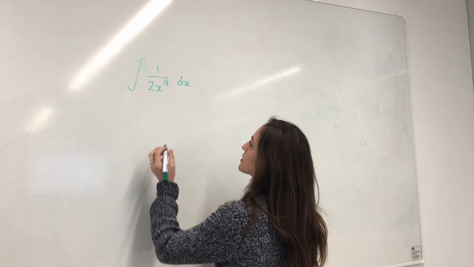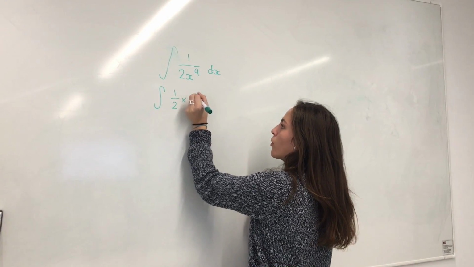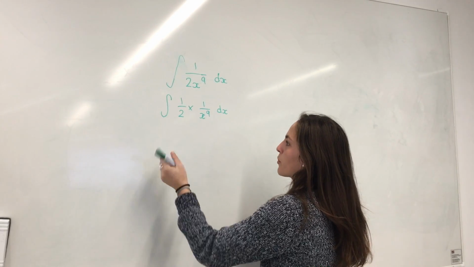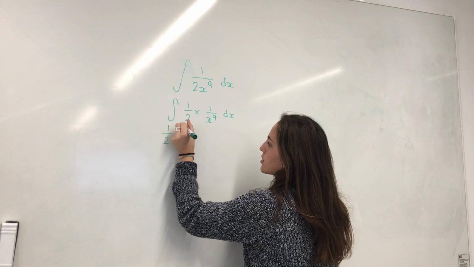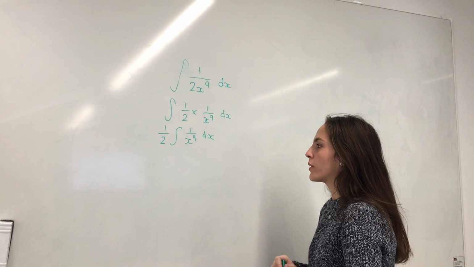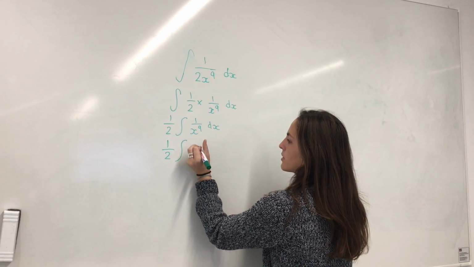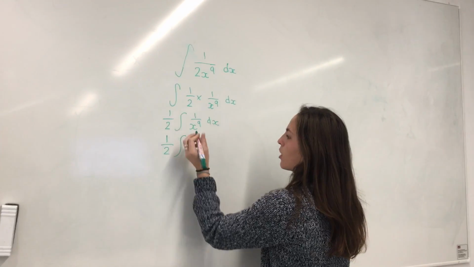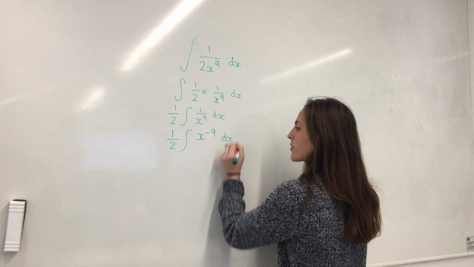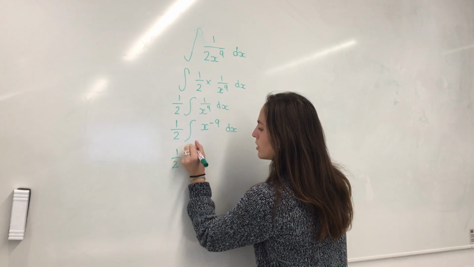Okay, so first you need to separate the x from the constant, so this gives you half times 1 over x power 9 dx. As this is a constant, you need to remove it from the integral, which gives you half times the integral of 1 over x power 9 dx. Following that, you need to use the power rules, so you still have the half here. You need to put the x up, which gives you x power minus 9 dx. So now you need to integrate the x power negative 9.